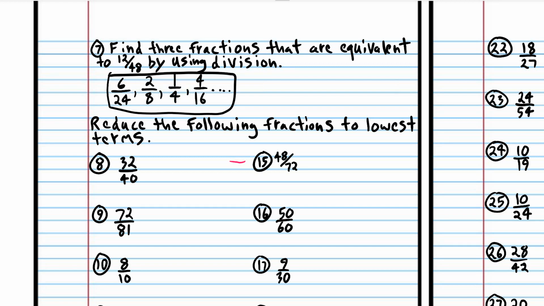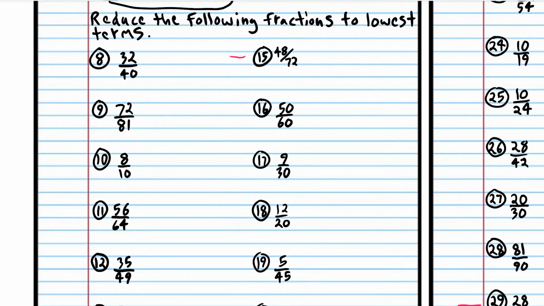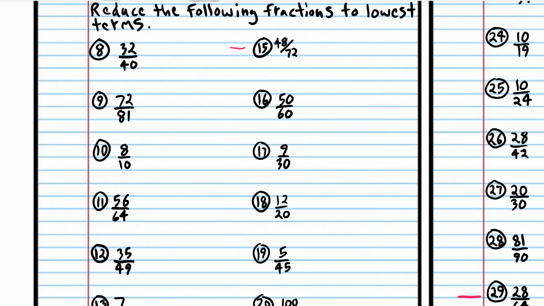So I'm going to give you a bunch of fractions down here. And I'm going to ask you to find the smallest numbers possible by using the fundamental principle of fractions. We're going to divide both sides by the same number until we get the smallest possible numbers. And again, the reason we want to do that is because why would I say I want 5/10 of that pizza when I can just say I want 1/2 of that pizza?